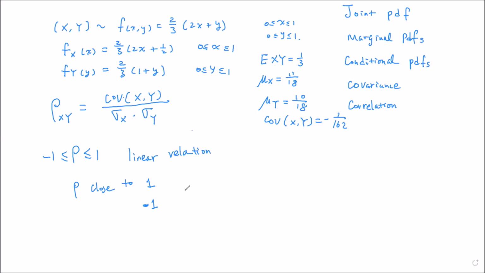When rho equals 0, then they have a 0 correlation. The covariance is also 0, so they are uncorrelated. It doesn't really mean that they're independent. It only says that they don't have a linear relation, or the linear relation is really weak. But it doesn't mean they are not related. They may be related by some other types of relation. For example, y equals x squared. Maybe there's some other relation.